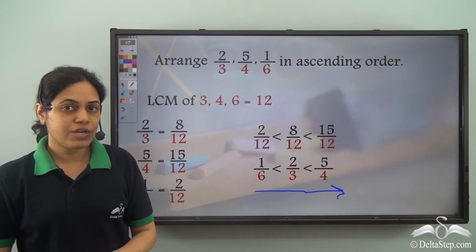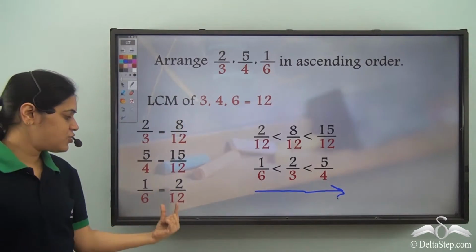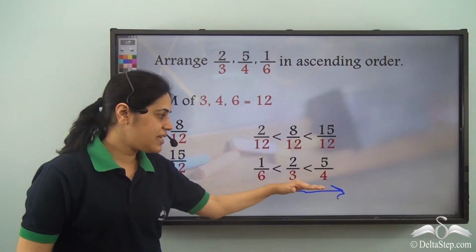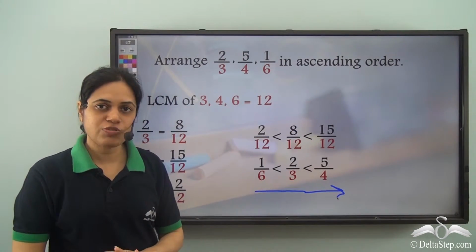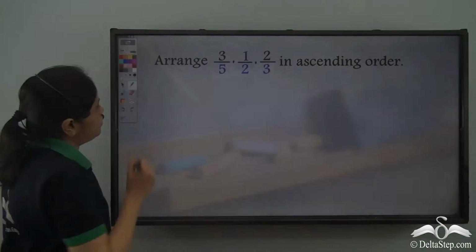So for comparing or arranging unlike fractions, first I need to convert them to like fractions and then replace them with the original fractions which were given in the question. So this is how we can do it.